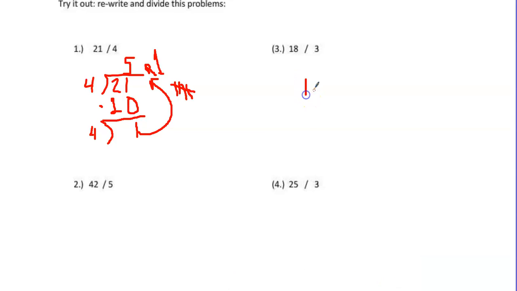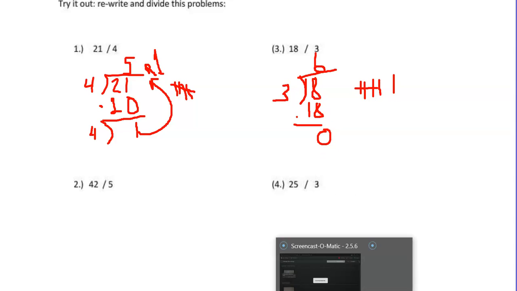To set up the next one, your dividend is 18, your divisor is 3. This one does not have a remainder. 3, 6, 9, 12, 15, 18. So I place my 6 tally marks in my quotient. I do 6 times 3 to get 18. I subtract 18 minus 18, and I'm left with 0.